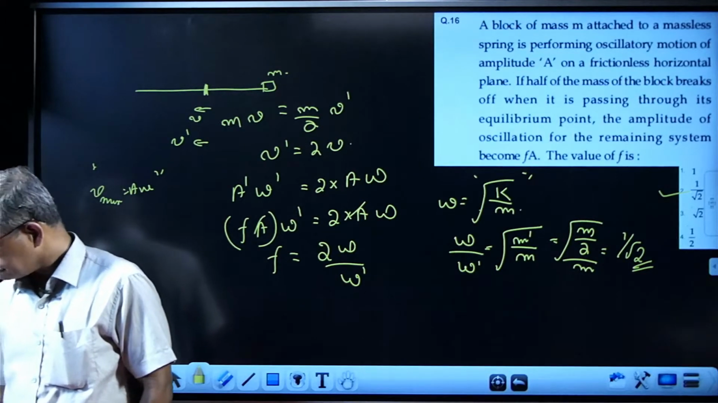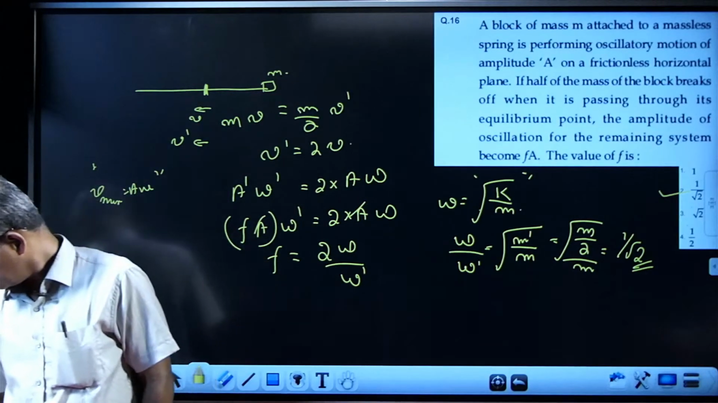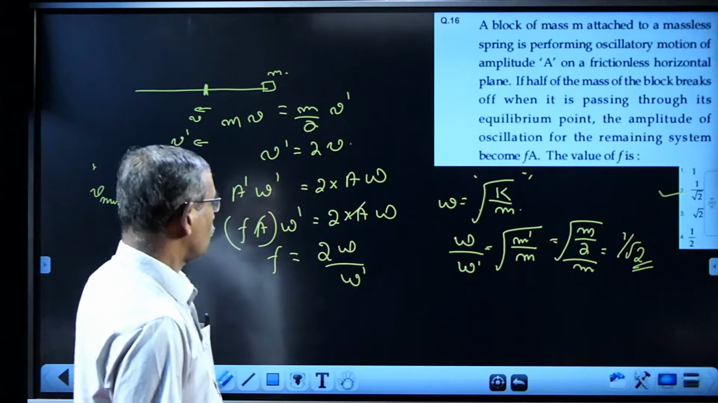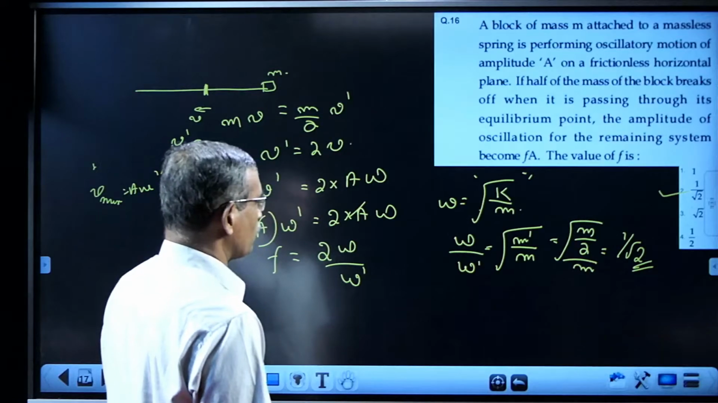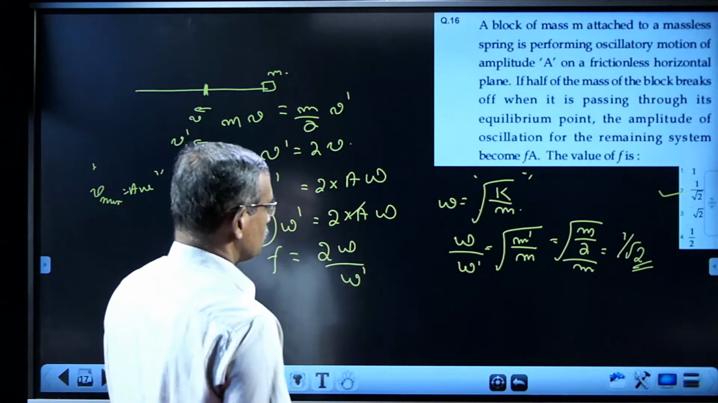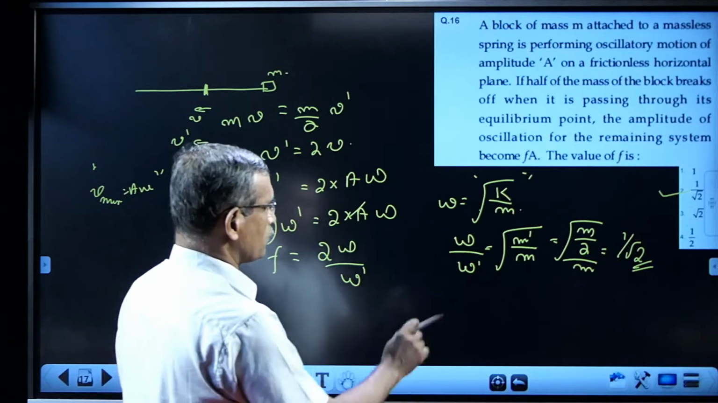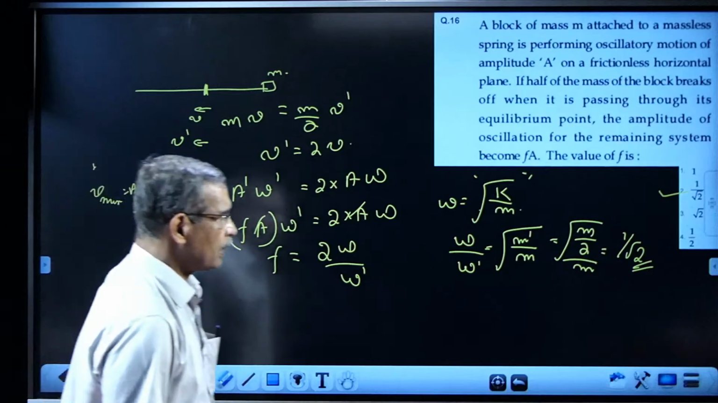Next question. Omega is equal to root of k by m. K is the same. Therefore, omega by omega dash is equal to root of m dash by m. M dash is m by 2, so m by 2 by m. That's equal to 1 by root 2. It's okay. Now, next question.